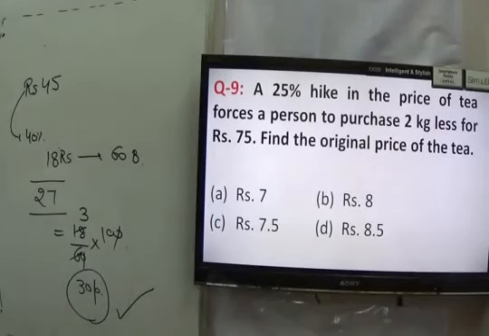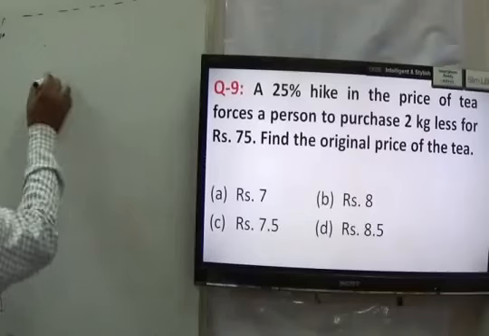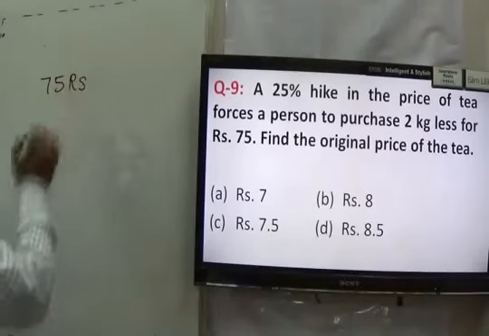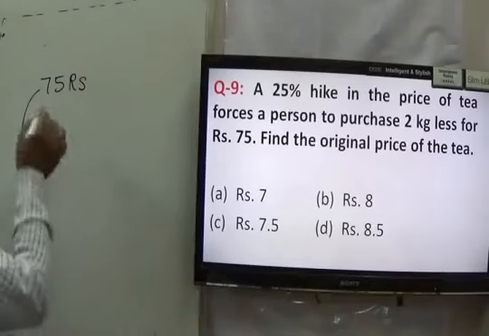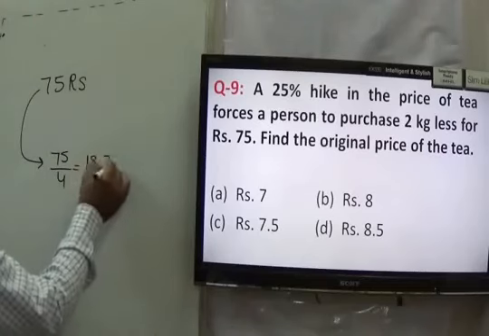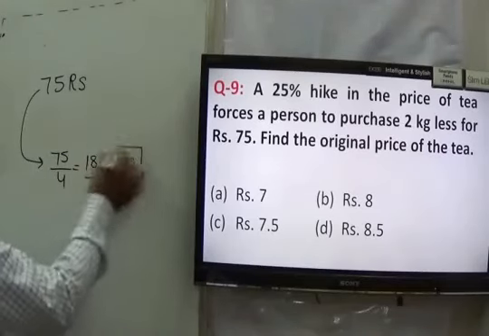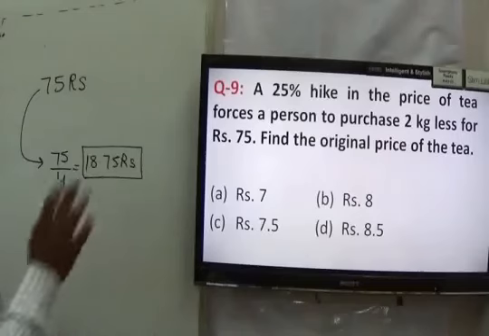Then you have question number 9. It is a similar type of question, but here instead of a decrease there is an increase. A 25% hike in the price of tea forces a person to purchase 2 kg less for rupees 75. It means the person is spending rupees 75. An increase of 25%. So I may find the 25% of 75, that is 75 by 4, that is said to be 18.75 rupees. Now still I am spending rupees 75. That means I am getting 2 kg less.